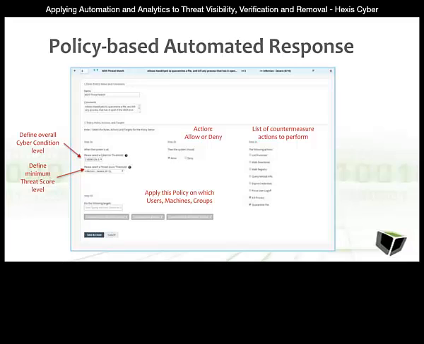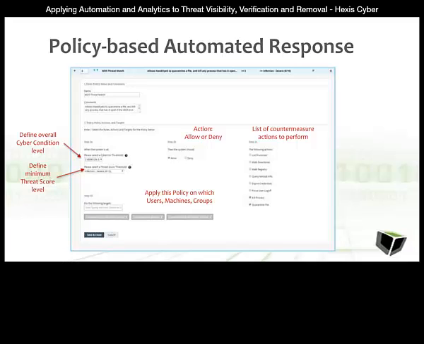In addition to cyber condition level, we define a minimum threat score. Only take action if it's an 8, 9, or 10. Only take action if it's a 5 or higher. So we give you those two levers. You define what action. Do you want to allow it? Or you can deny it. You can create a policy to deny a certain action, and then all the countermeasures that you can perform for that policy. I create the policy, and I assign it to which users or machines or groups.